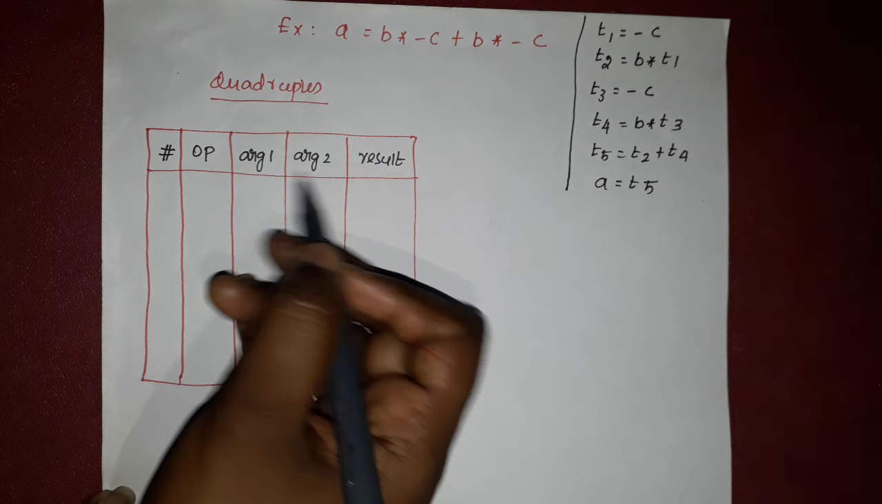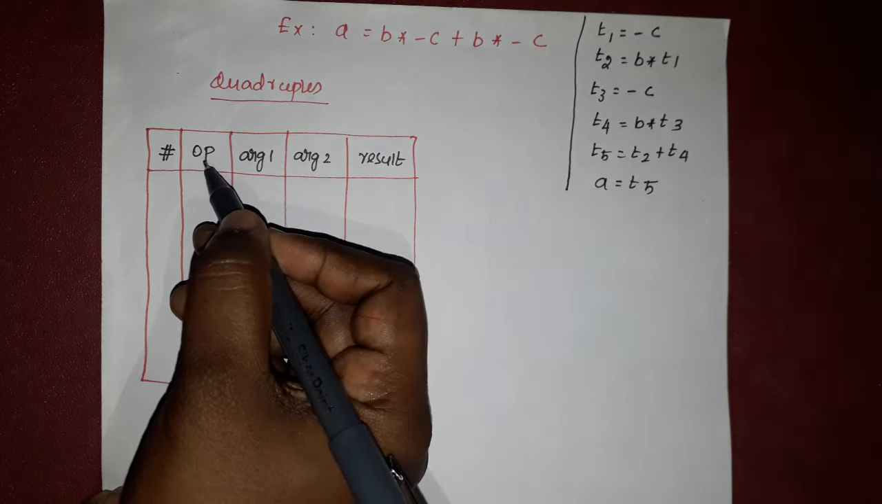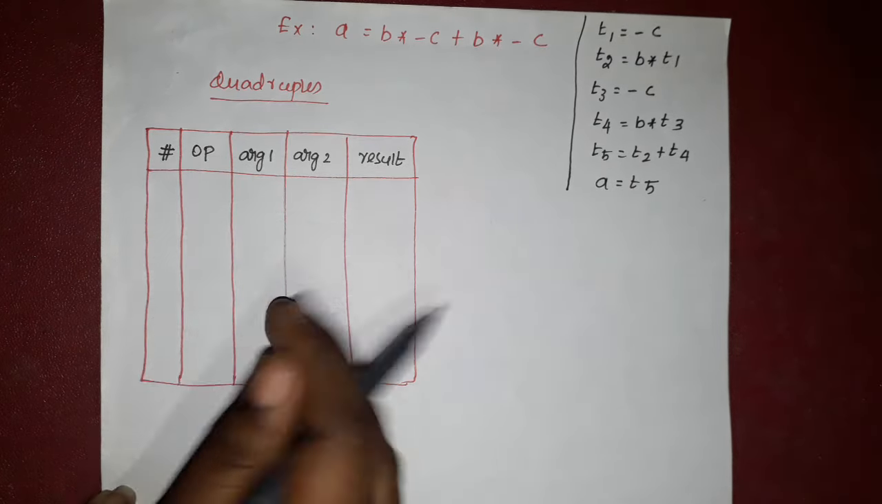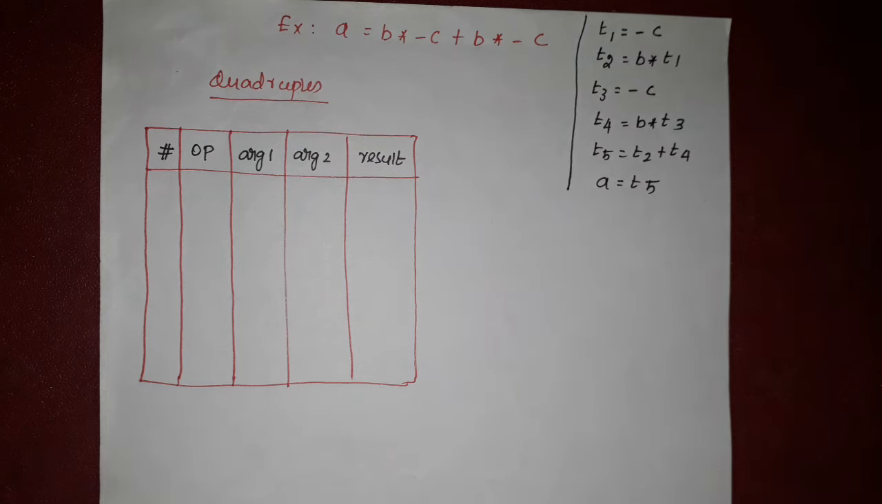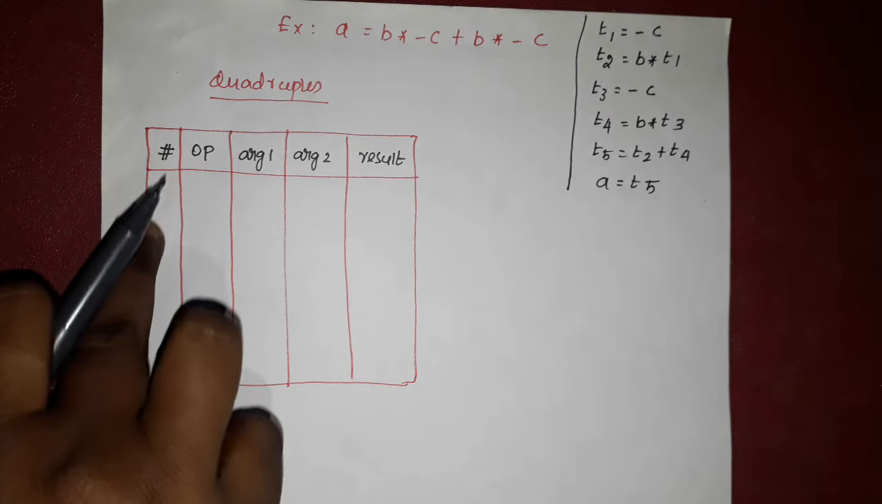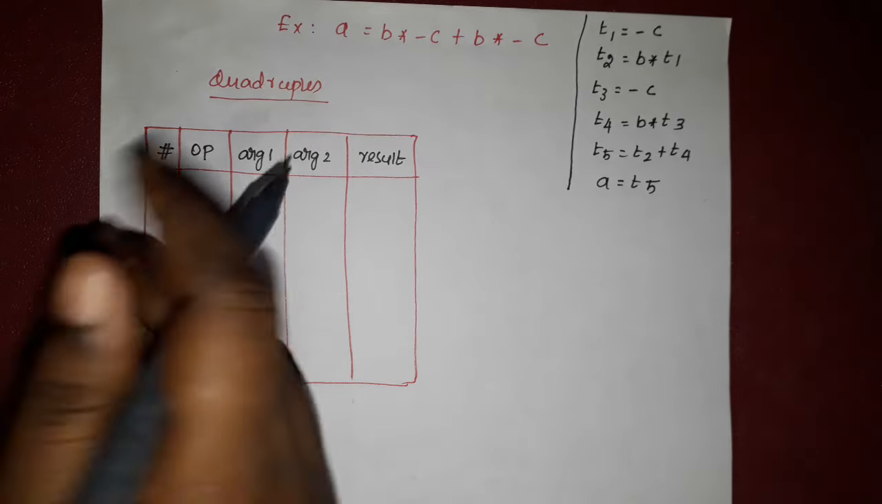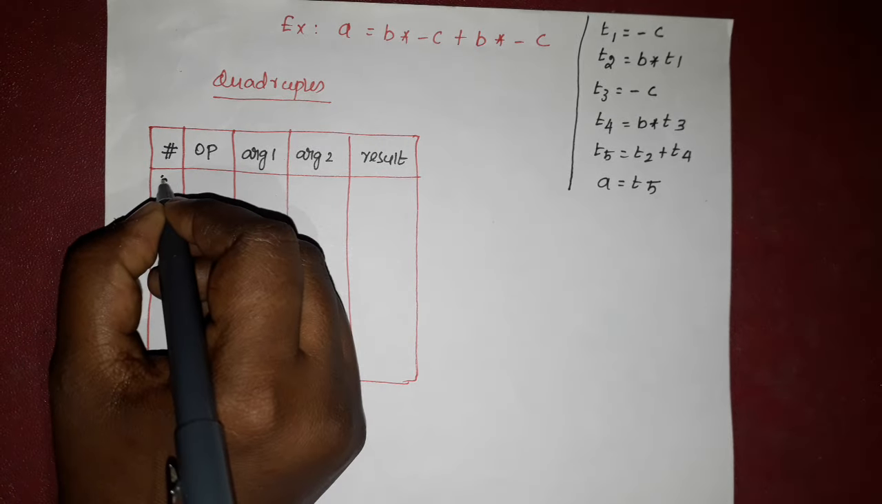These two are operands. This is also an operand. OP is an operator. And hash represents a memory address. Every expression will be stored in some memory value. So hash represents some memory address value or index value that we have assigned. First of all I am going to take the 0 value.